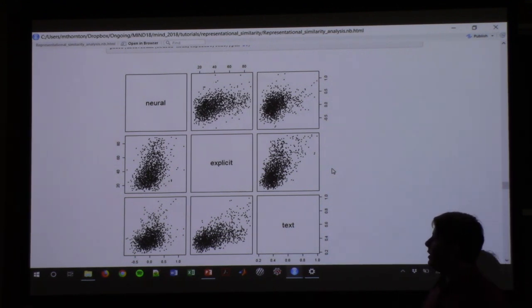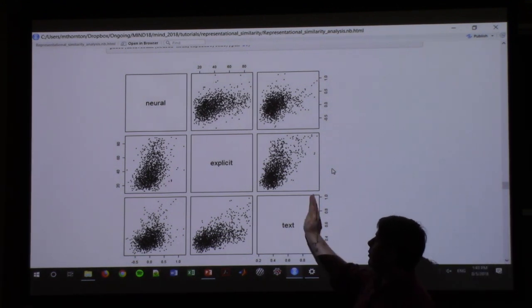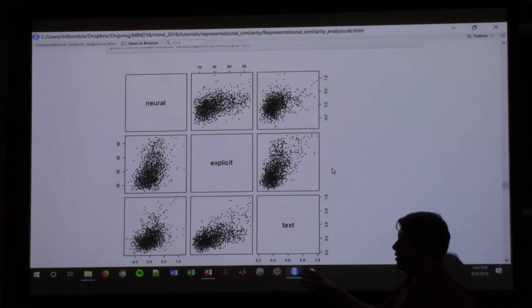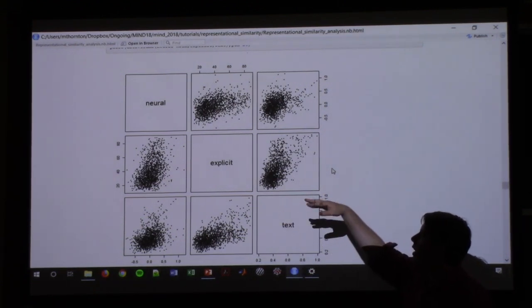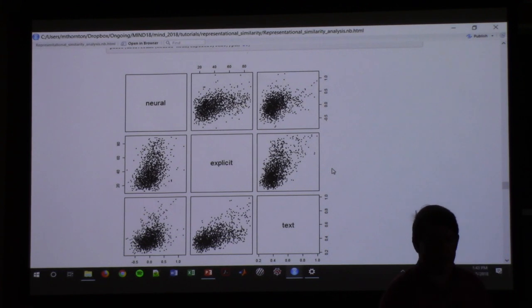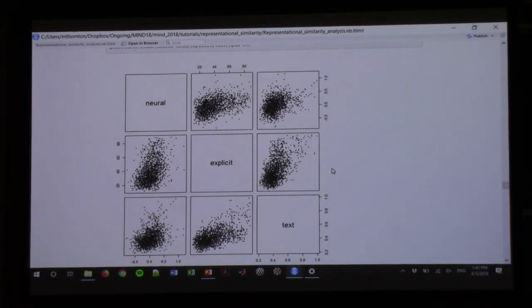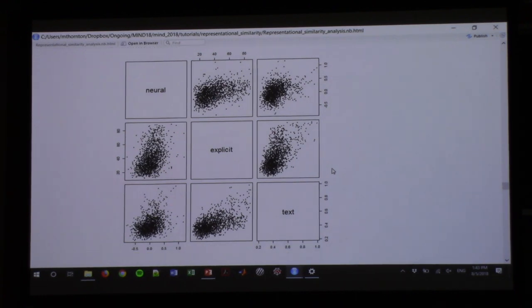And what we can see here is that the text is actually also positively related to both the explicit ratings, a correlation of about 0.5 there, and to the neural similarity estimates from the fMRI data. So one could ask a question about how well a model that combines both of these predictors can account for the brain activity, the neural similarity between these famous people. And one way we can assess that is through cross-validation.